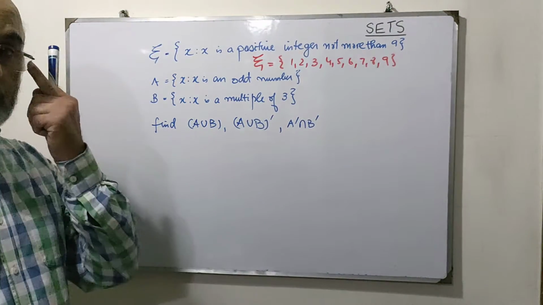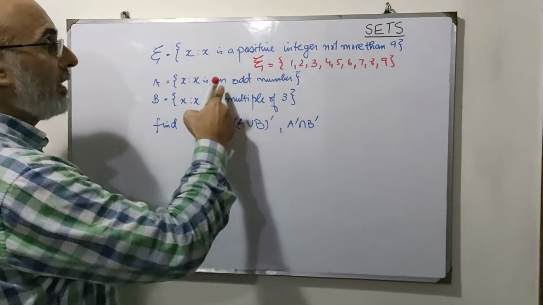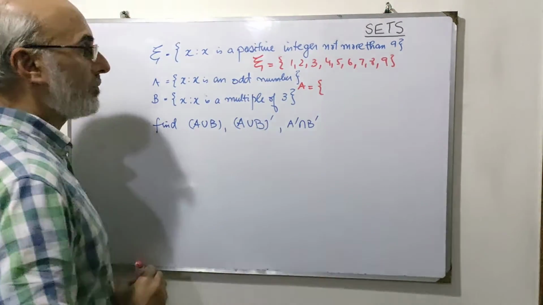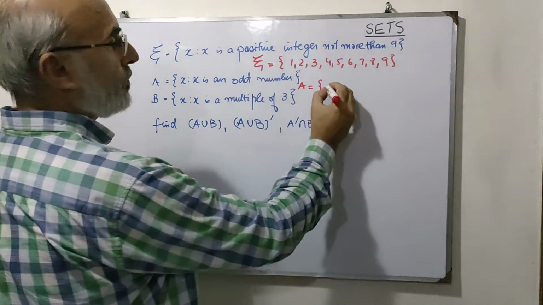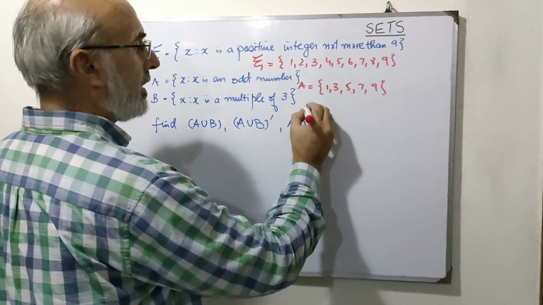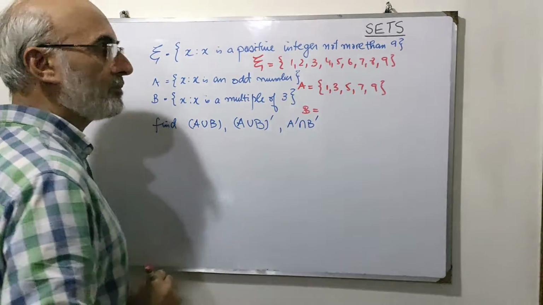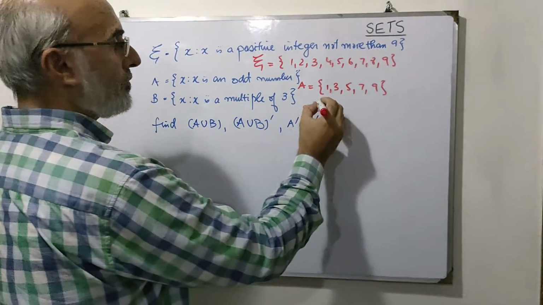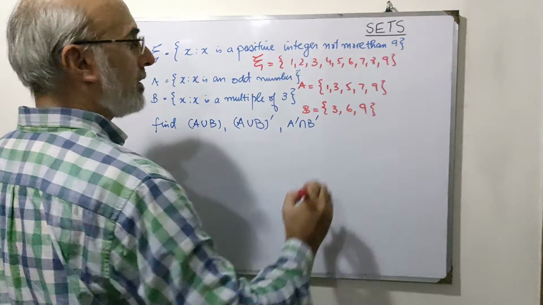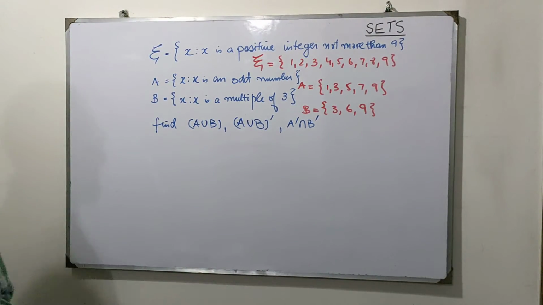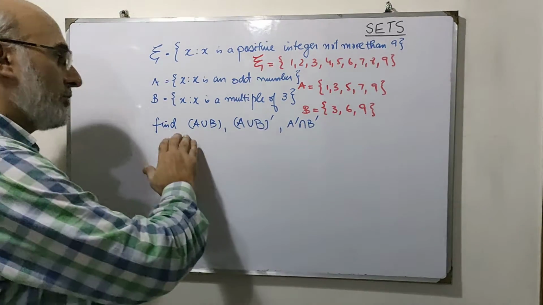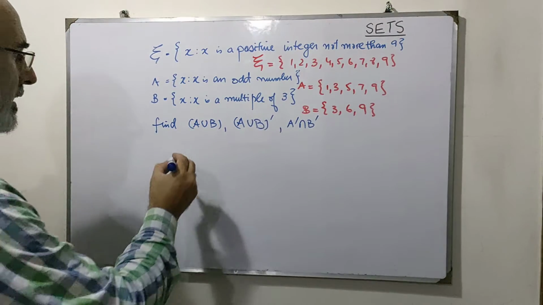So this is our universal set. Now A is odd, so 1, 3, 5, 7, 9. Okay, and B is multiples of 3, so 3, 6 and 9. Okay, so we have all the 3 sets. Now through a Venn diagram let's try to find out all these. So a Venn diagram.